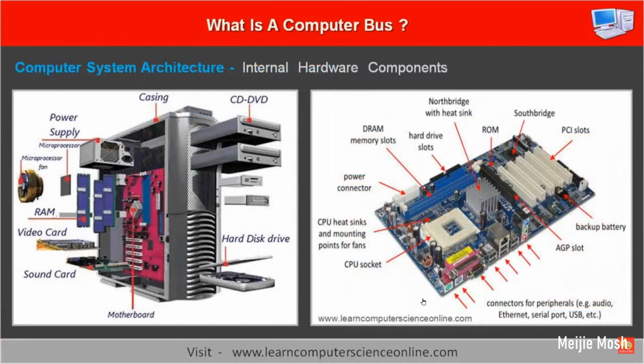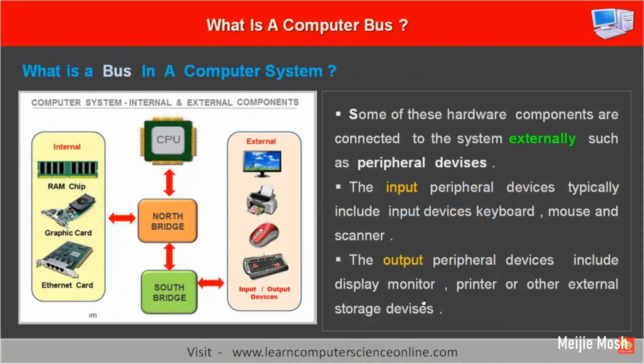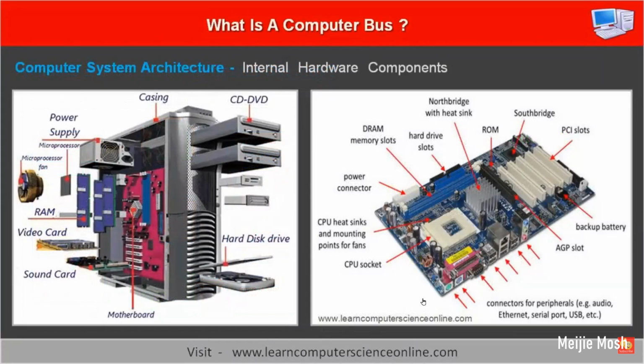A computer system consists of a number of hardware components. Some components are internal to the system. These internal components are mounted inside the computer casing. The internal hardware components include the central processing unit (CPU), main memory (RAM), hard disk, graphics card, and computer motherboard. When we switch on our computer, these components communicate with each other, sharing data, signals, program instructions, power, and other information necessary for the system to function.